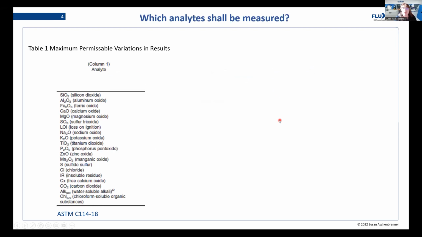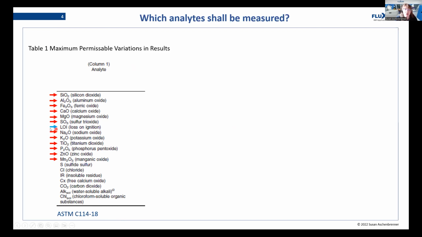So first question was, which analytes shall be measured? So in the very first table of the ASTM norm, there is this table 1, maximum permissible variations in results. And in this table, in the first column, we are having all of the analytes this norm is talking about. And obviously, there's a lot of analytes, and some cannot be measured with XRF. These ones that are marked with the red arrow, they can be done using XRF quite easily.